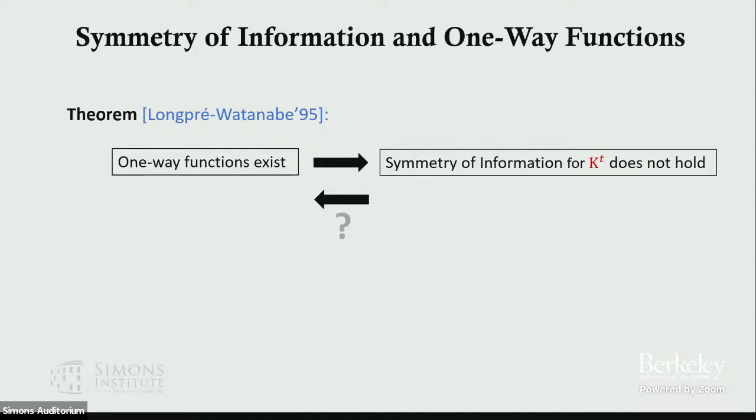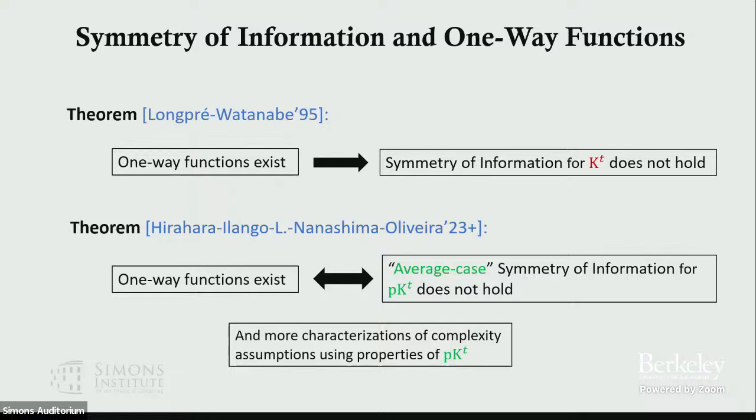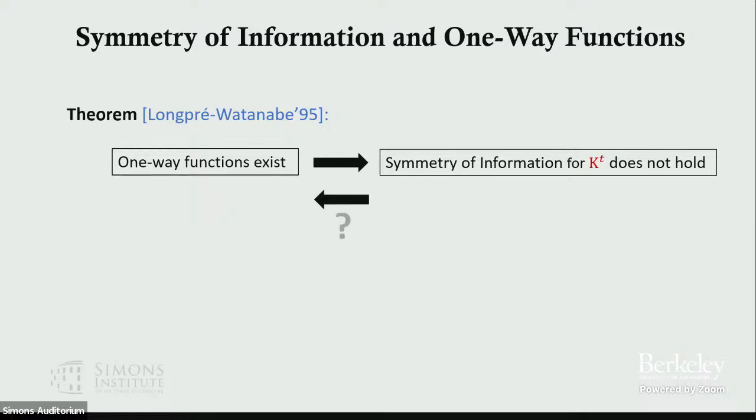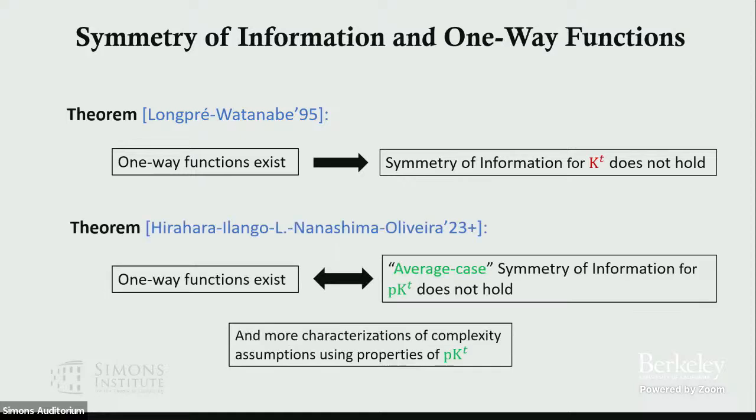But the result only shows one direction. And since then it has been an open question whether we can get some if and only if statement between one-way functions and symmetry of information. And in an upcoming work with Shuichi Hirahara, Rahul Ilango, Mikito Nanashima, and Igor Oliveira, we show that one-way functions exist if and only if some average case version of symmetry of information for PKT does not hold. So again, PKT seems to be the right notion to connect one-way functions and symmetry of information. And in the same paper, we also use other properties of PKT to characterize more complexity assumptions, such as P = NP or NP easy on average. And there will be a talk on this in the upcoming workshop of the meta-complexity program.